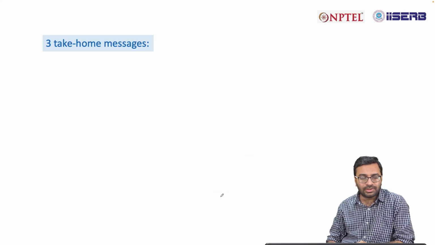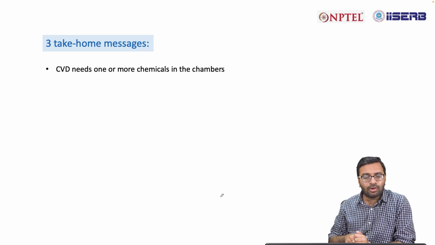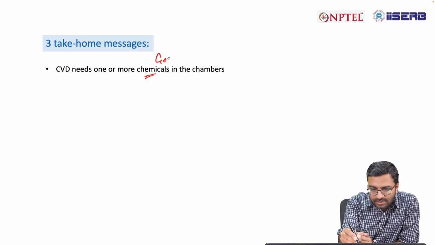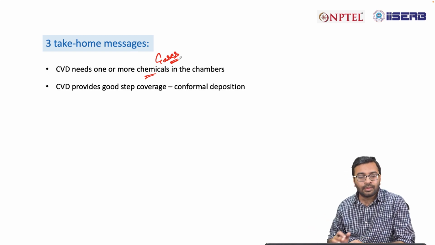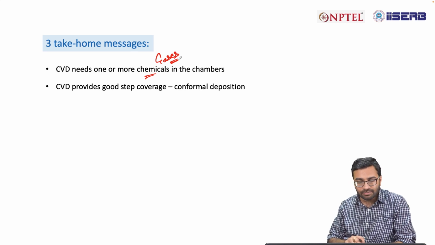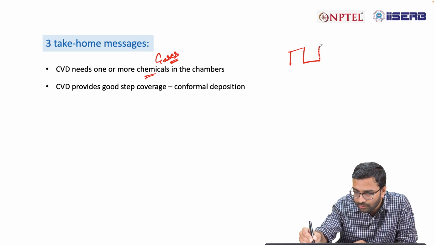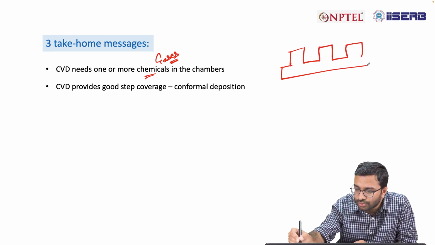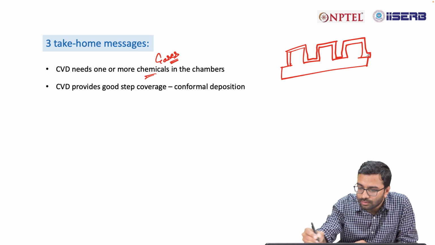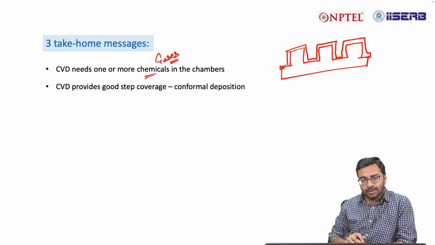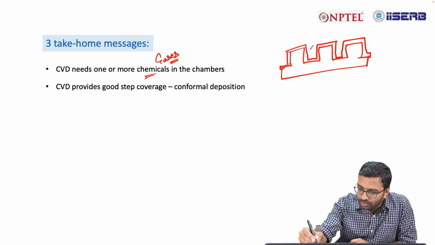So there are three take home messages from this. CVD needs one or more chemicals in the chamber. So mostly the chemicals are gases. So there will be one or two more gases present inside the chamber. Then CVD provides good step coverage, which leads to a conformal deposition. We already have seen if there is a pattern substrate, then CVD will ensure that the deposition is sort of conformal across the substrate, and it also will provide good step coverage.